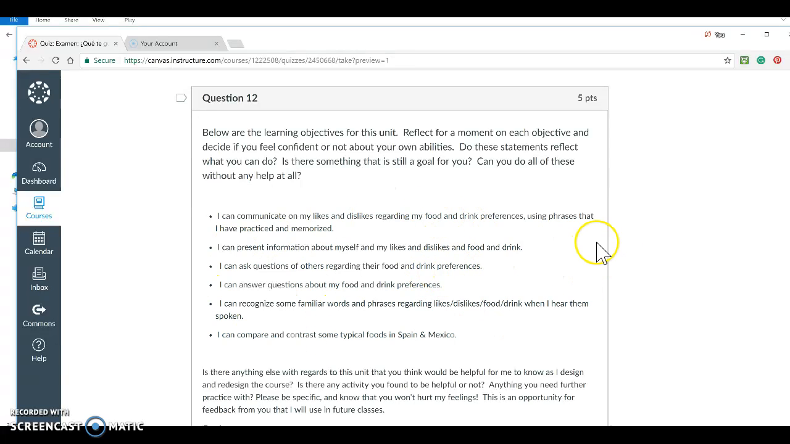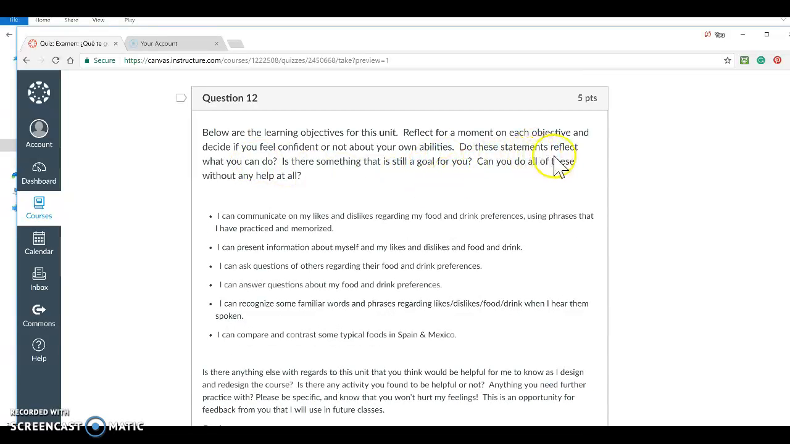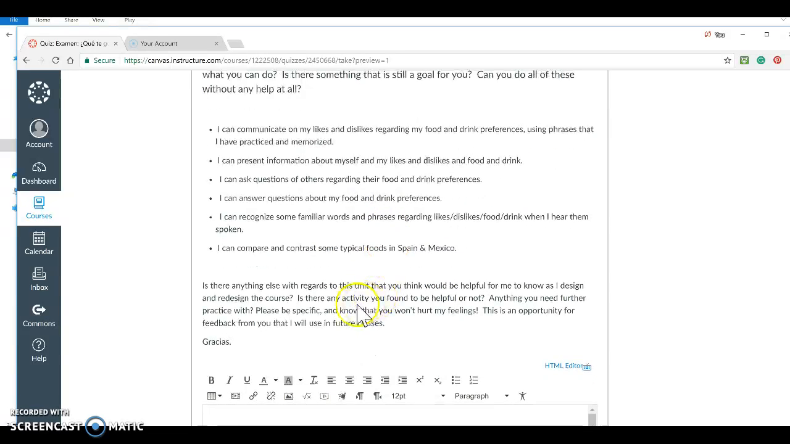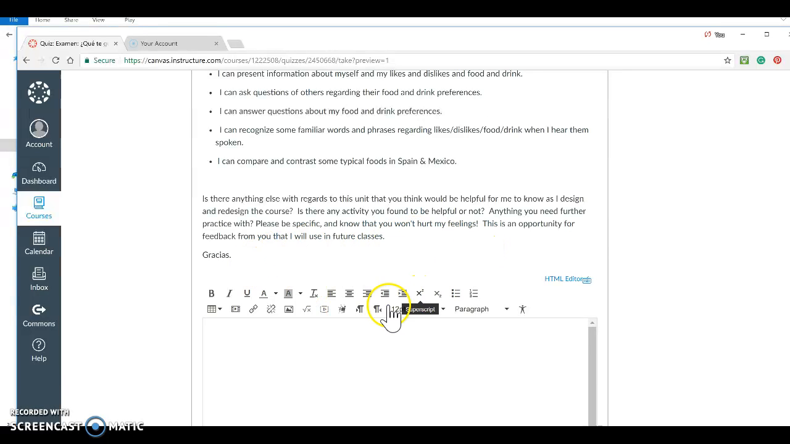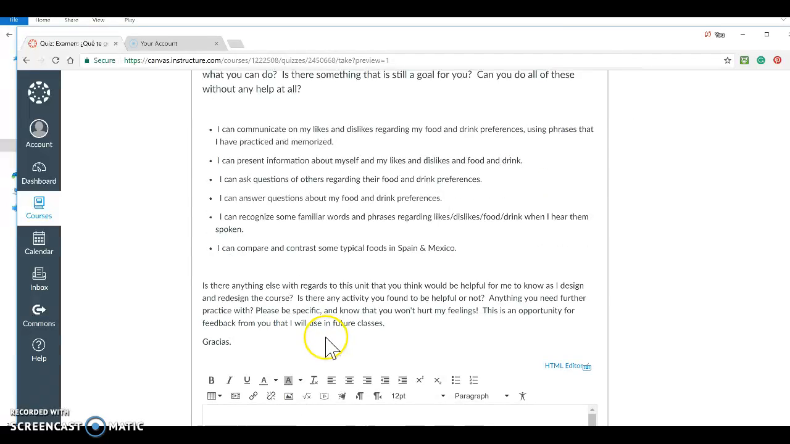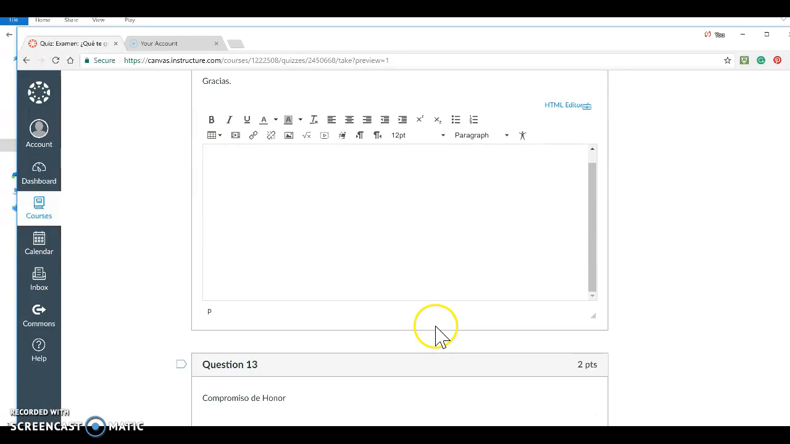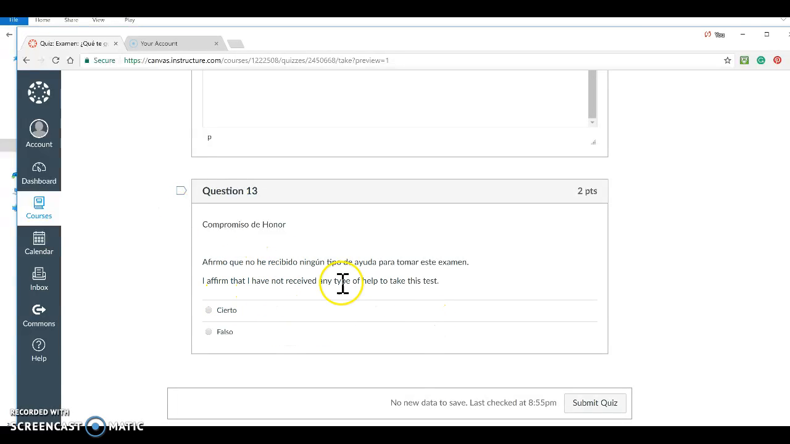So I took the objectives, in the can-do statement format, and then asked them just to answer, do these statements indeed reflect what they can do? And is there something that's still a goal for you? Can you do them without any help at all? Anything with regards to this unit that they think would be helpful for me to know as I design and redesign the course, that kind of thing. So that is a 5-point question, and of course, if they answer it and give me some information, they will get 5 points. And again, finally, the academic honor integrity question there.